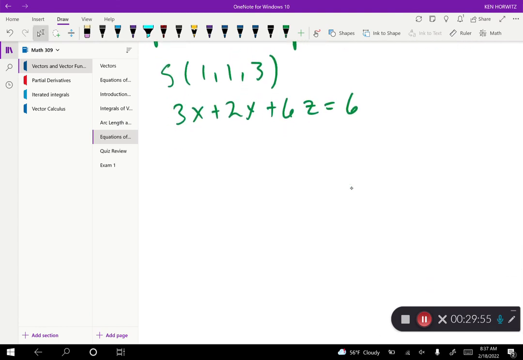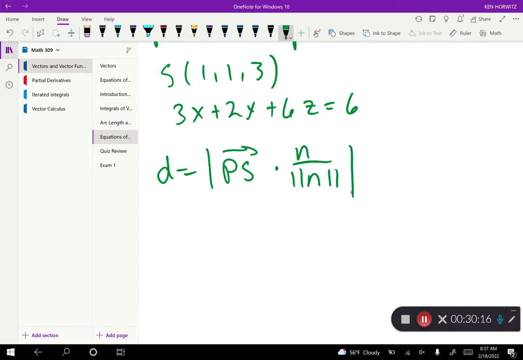Now I'm going to use D equals the absolute value of PS dot my normal vector over the magnitude of my normal vector. So, all right, we now need to figure out a second point. So why don't you guys pause the video? Or actually, you know what? Let's start with our normal vector. Our normal vector should be okay, right? We have a 3, we got a 2, we got a 6. Seems like a pretty good normal vector, right?